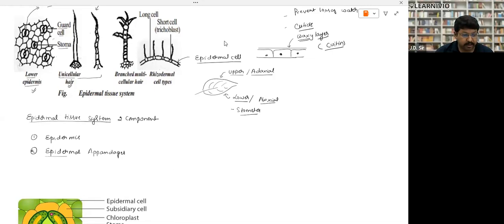These epidermal appendages, they are basically first trichome, epidermal cell. What is the epidermis? I have already told you, right? I'll dictate, but try to understand. Trichome, and the next thing, which I have told you, is the root hair.